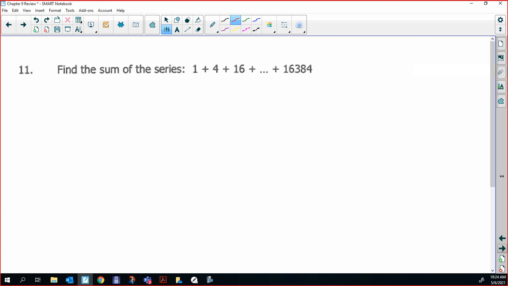Looks like we're multiplying by 4 each time. So it's geometric. Why is there a plus sign? Series means you're adding them all up. So we're, oh, finding the sum.